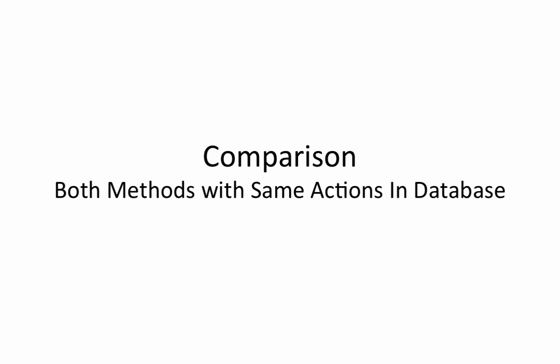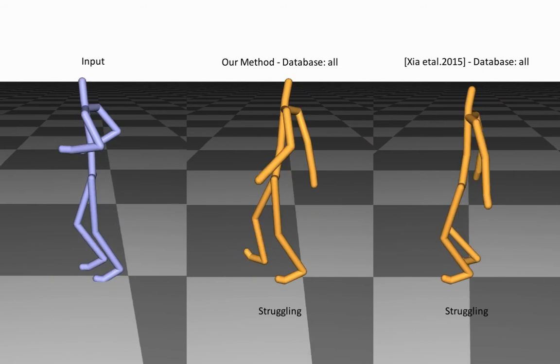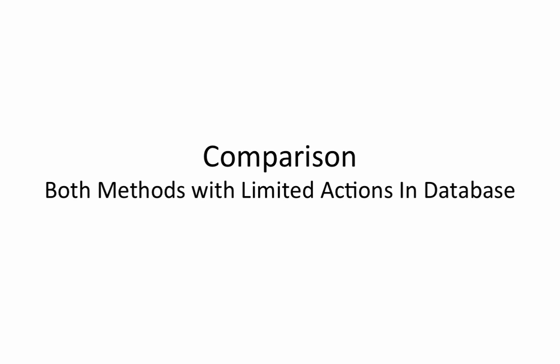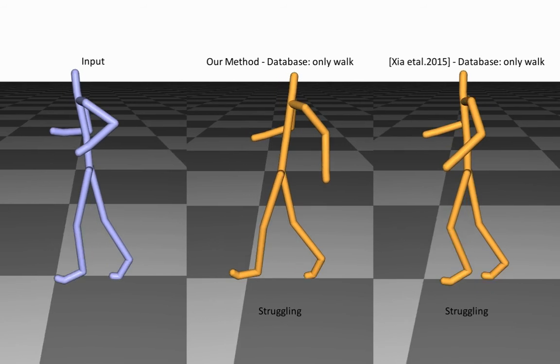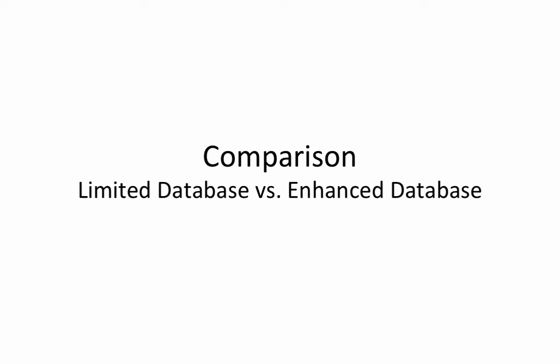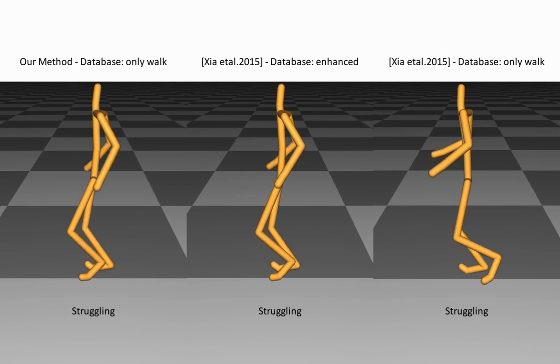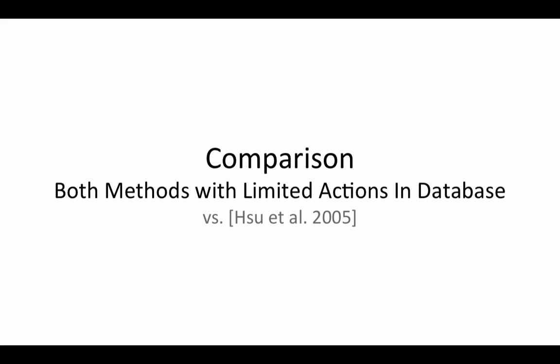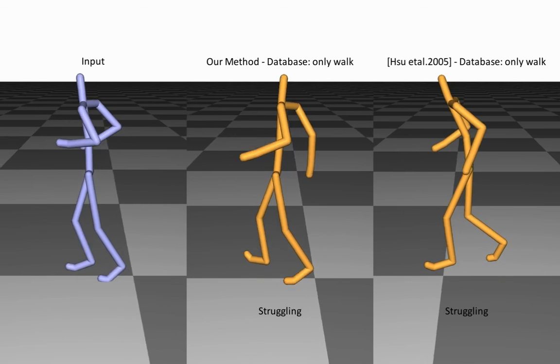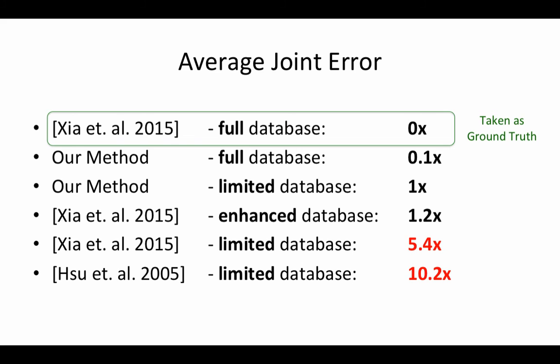In this example, we compare against 2 previous approaches where the running motion is stylized using a database of only walk action. We can see that both our method and previous methods using our enhanced database perform significantly better compared to previous approaches using the limited database.